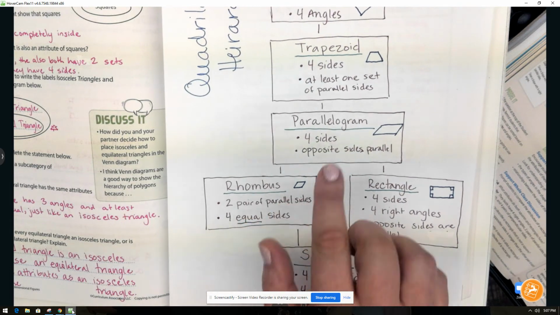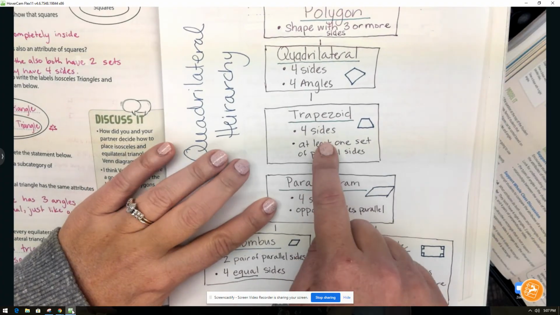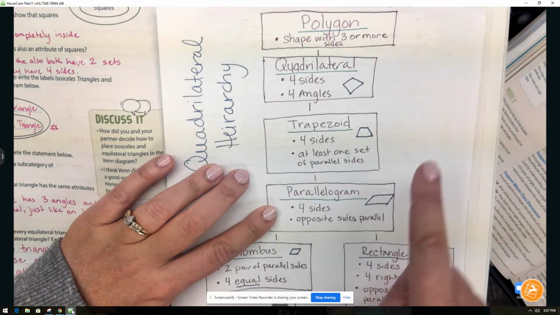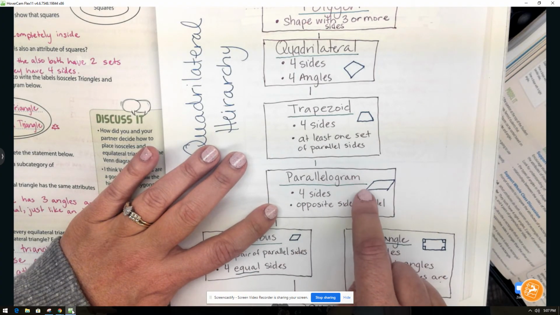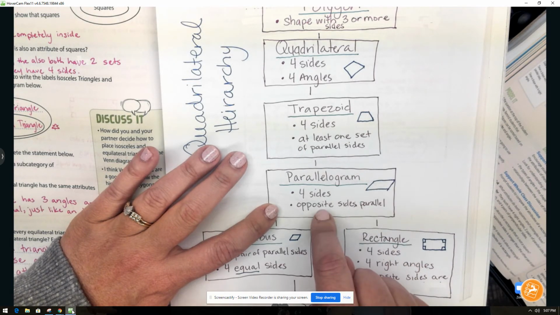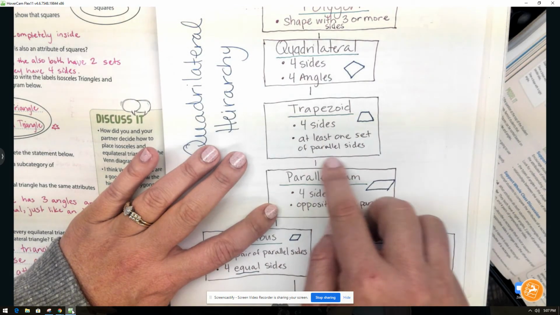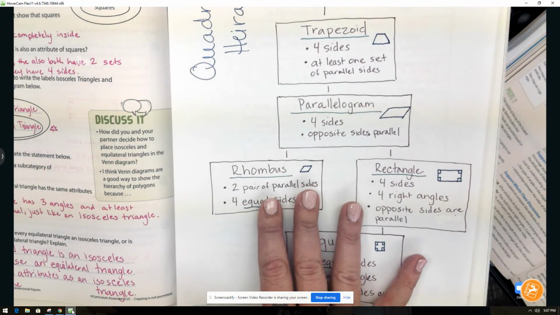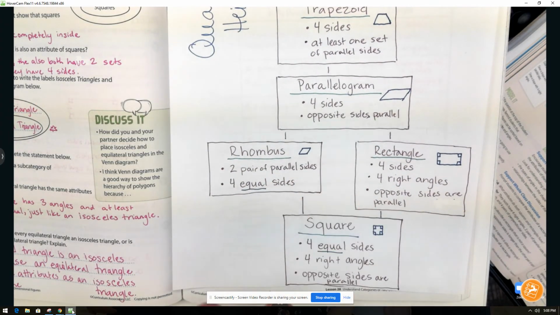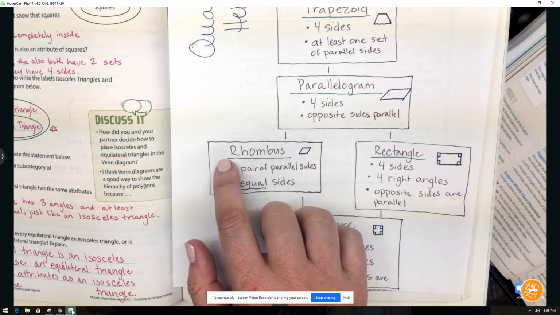Then underneath a trapezoid is a parallelogram. A parallelogram shares all the attributes of a trapezoid, a quadrilateral, and a polygon, but what makes a parallelogram different is that the opposite sides are parallel, and that there are 2 sets of parallel sides, where a trapezoid only has 1 set. Then we get down to where we kind of take a little break. Now, from a parallelogram, we can make a rhombus.